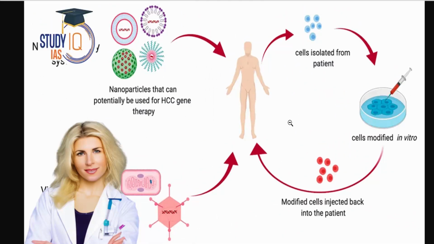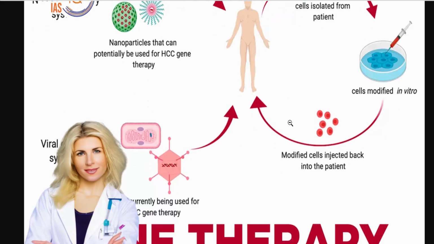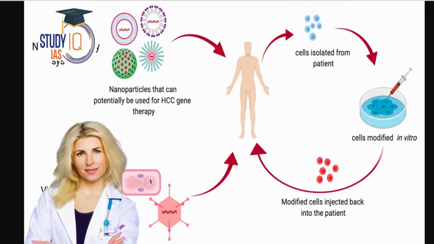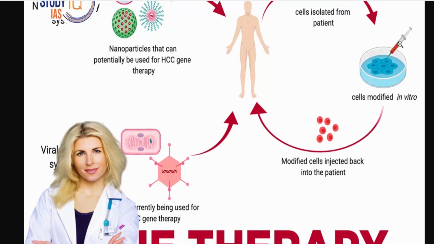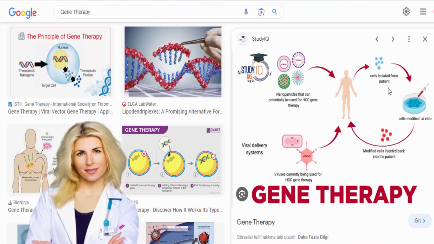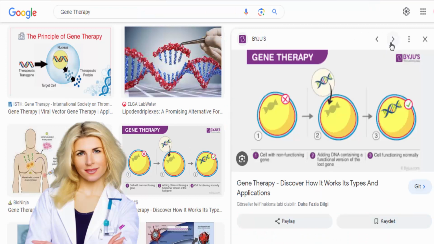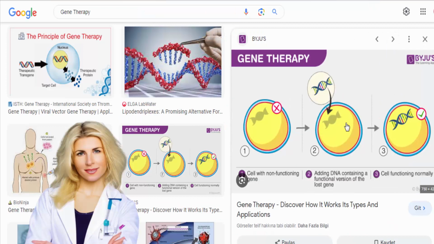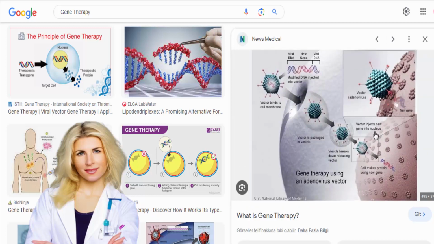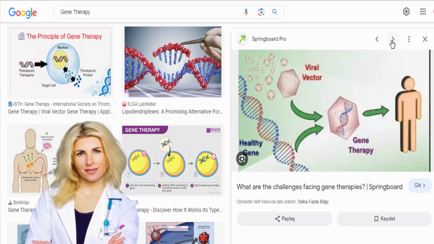Gene therapy is a medical approach that involves altering or manipulating a person's genes to treat or prevent genetic diseases and other health conditions. It aims to correct or replace faulty genes with healthy ones or to introduce new genes to provide a therapeutic benefit. Gene therapy has the potential to treat a wide range of genetic disorders, including those that have no other effective treatments. Here are some key points about gene therapy.